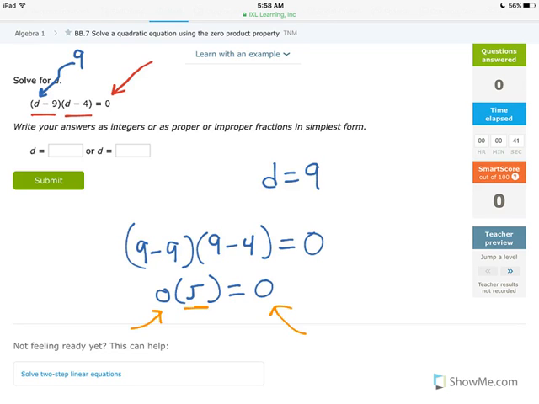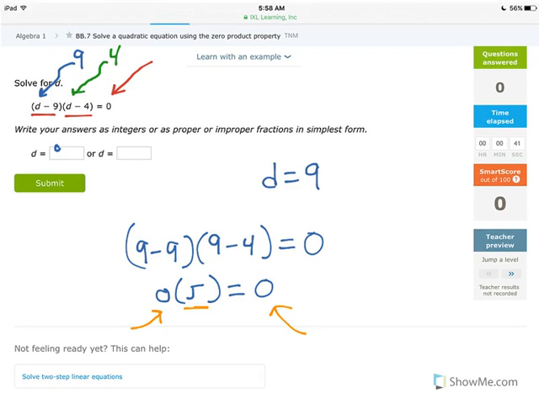So the first one is going to be 9. And then what about the second one? How would the second set of parentheses become a value of 0? If d happened to be 4, because 4 minus 4 is 0. So your two answers are going to be 9 and 4. So plugging either one of those two values back into the original equation will guarantee that your final output is 0. And let's look at another one.